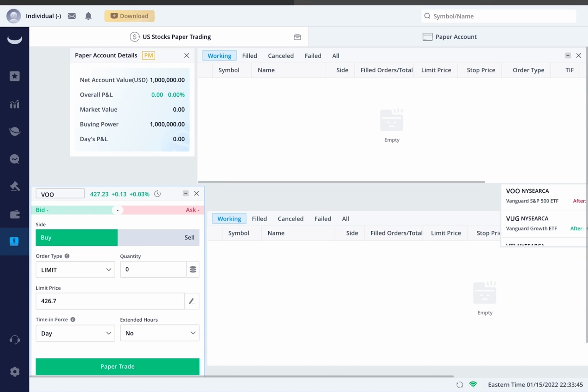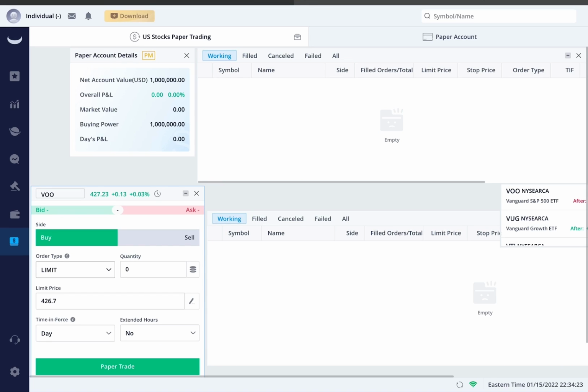The first one I'm going to buy is VOO, which is already listed here. So I'm going to buy VOO. Let's say I want to spend the whole $1 million. I'm not going to do market, I'm going to do limit. And you can watch other videos, mine or others, later to understand the difference between limit and market. But limit means I can trade during after hours or pre-market, before the market opens and after the market closes.